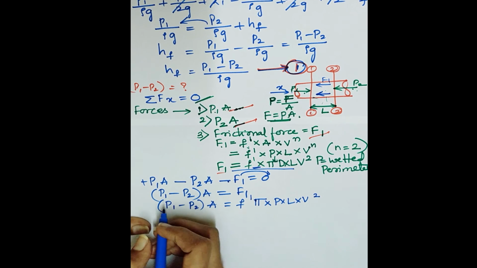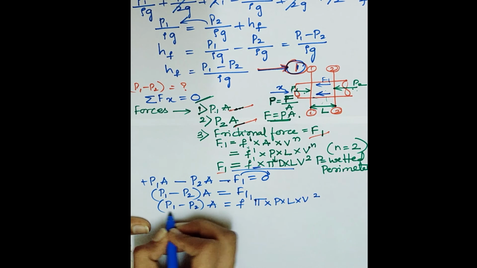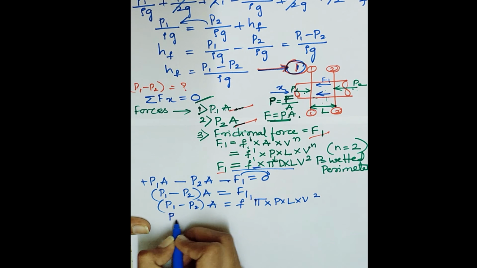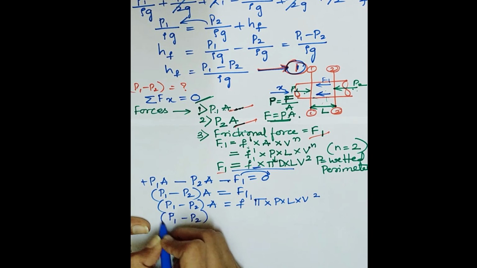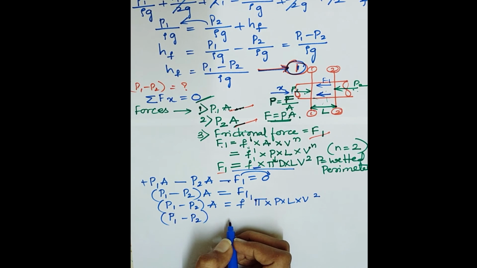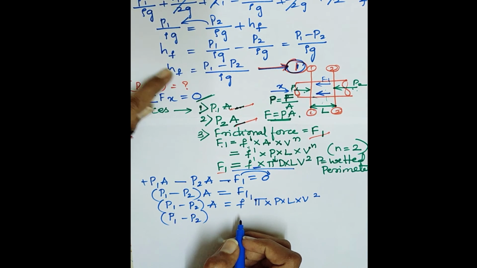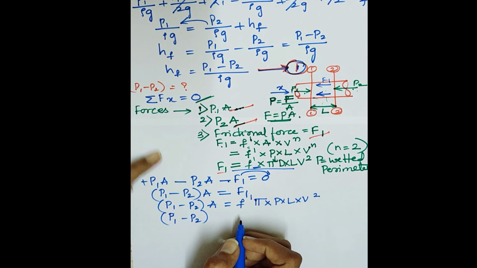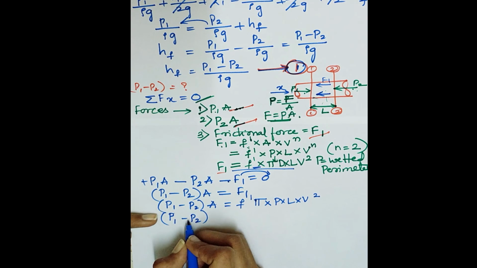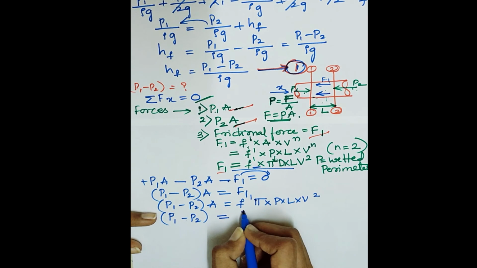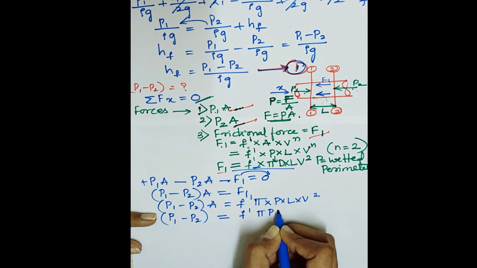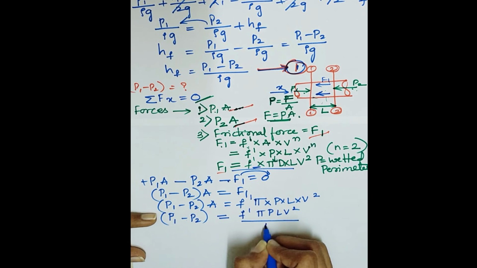So now, P1 minus P2 is what? The ultimate point is, whatever this equation number 1 is, we have to substitute P1 minus P2. For that only we have considered the equilibrium of forces. So from this, P1 minus P2 you will get F dash into perimeter P into L into V square divided by A.